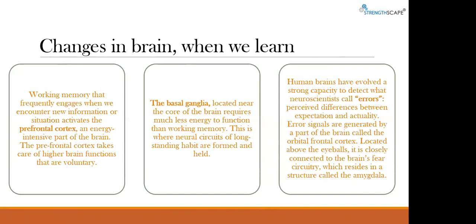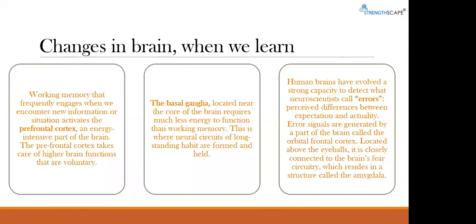The third part of the brain that we are going to look at, of course, is the orbital frontal cortex. Now, what happens here? The human brain, of course, has over the years developed to detect errors. What are the errors that we are talking about here? Errors relate to the difference between expectation and reality. So whenever the brain figures out that there is a difference between the expectation and reality, there's an error, that is an error message that is triggered in the brain. And these error signals are generated by the orbital frontal cortex of the brain.